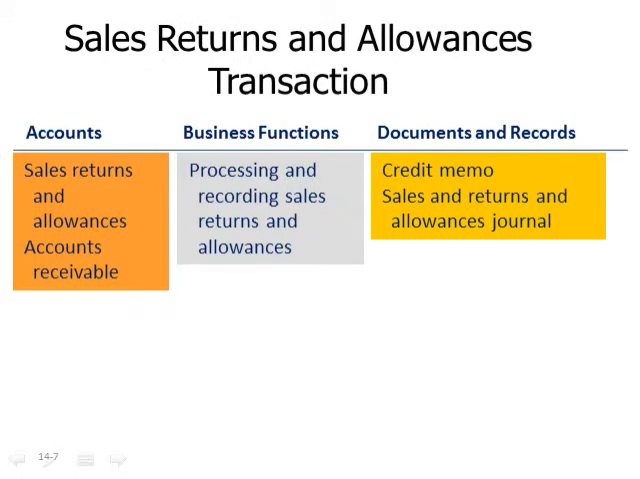When we look at the sales returns and allowances transactions, we see we're dealing with accounts such as the sales returns and allowances accounts and accounts receivable. The business functions end up being the processing and recording of sales returns and allowances, and then some of the documents that are generated as a result of that function are documents such as the credit memo and the sales returns and allowances journal.